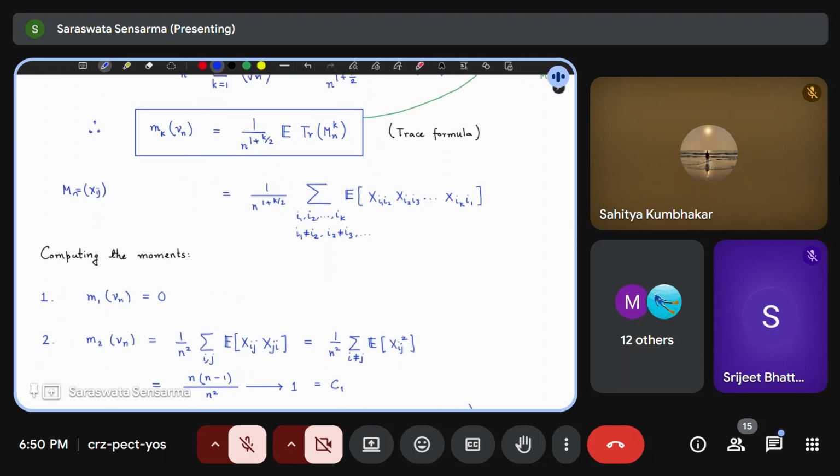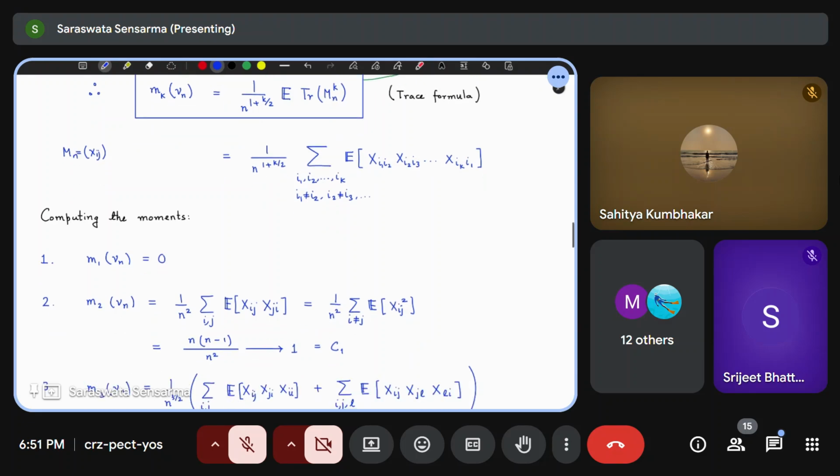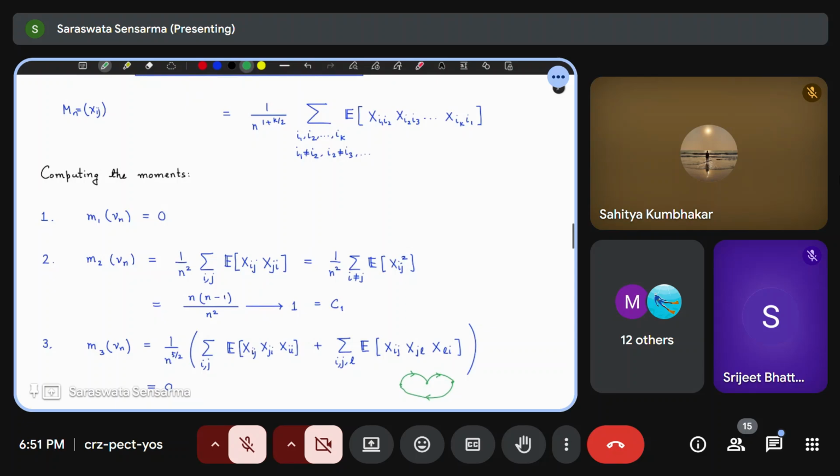This would be fun. If you look at this, it will be 1 over n squared summation over i, j of expectation x ij x ji, and x ji is the same as x ij. So this just becomes this. So you get n into n minus 1 by n squared. There are n into n minus 1 many choices for i and j such that i is not equal to j. So you get 1 in the limit, it's going to 1. And that is indeed the first Catalan number. So we are happy. What about m3? There are multiple things that can happen, let's say. So basically, what are we trying to do?